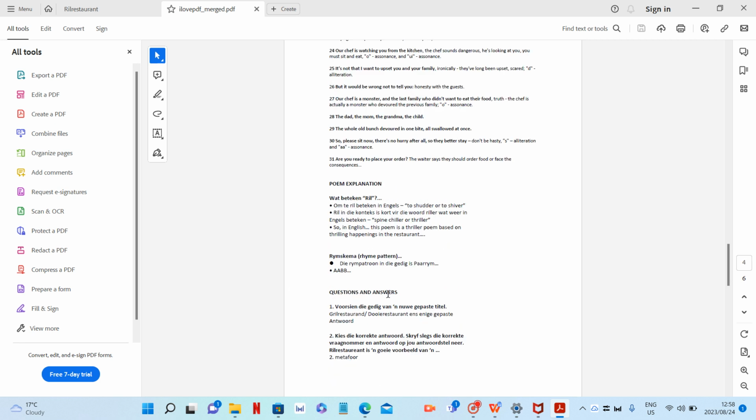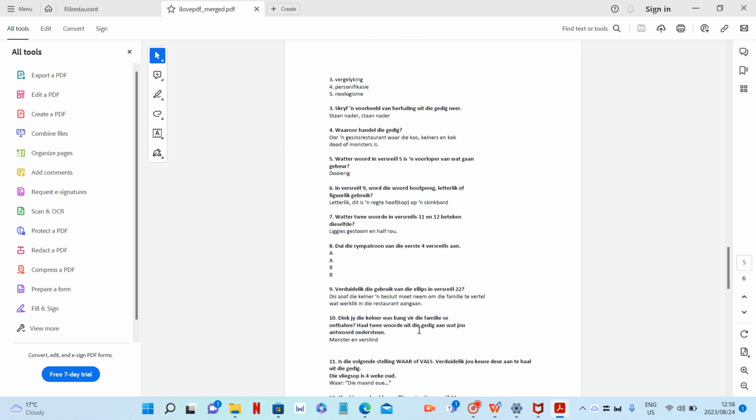Then it says here, choose the correct answer, write only the correct question number and answer. So give the correct answer and write your answer down. Just answer. So rol restaurant would be personification, metaphor, comparison, or neologism. I would think it would be metaphor. Write down an example of repetition. So we saw at the top we had repetition, which was staan nader, that's your repetition.